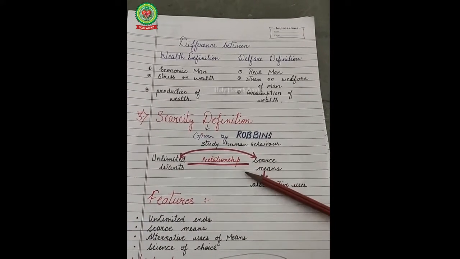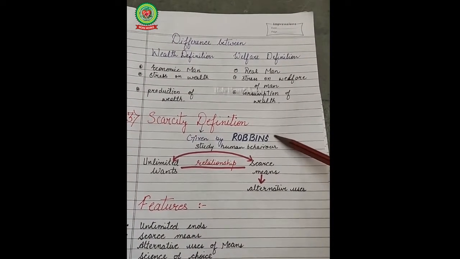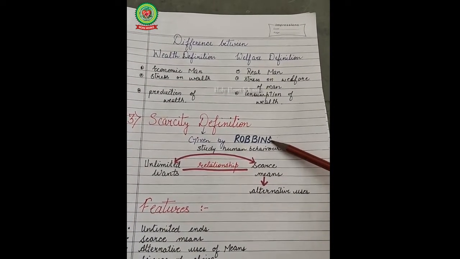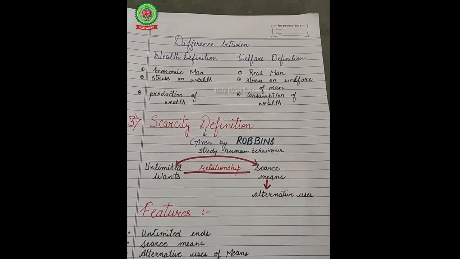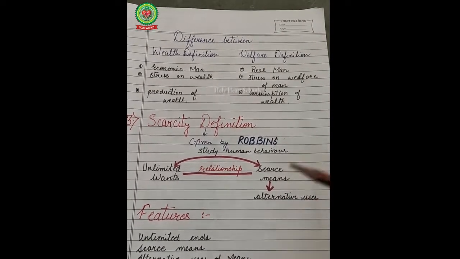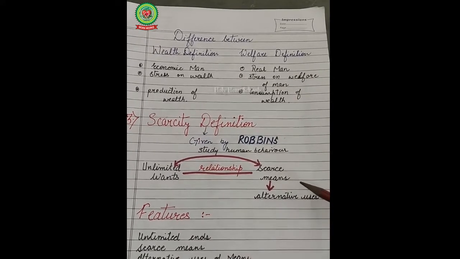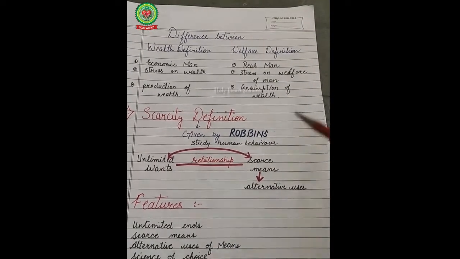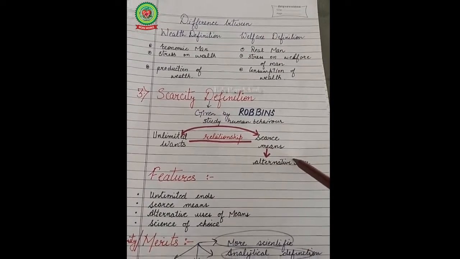So, after that, our next definition starts, that is the scarcity definition. First of all, we will discuss who gave that. Robbins. So, author Robbins gives us the scarcity definition, as scarcity means limited in number, the thing that has a limit. So that we can use it in that way so that we will satisfy our wants.